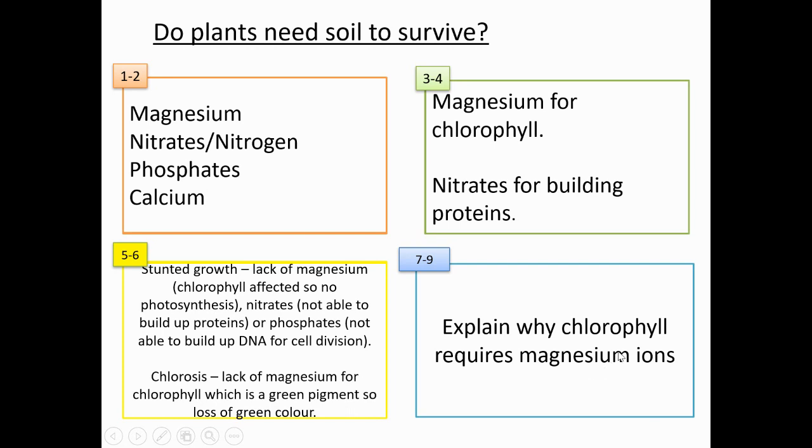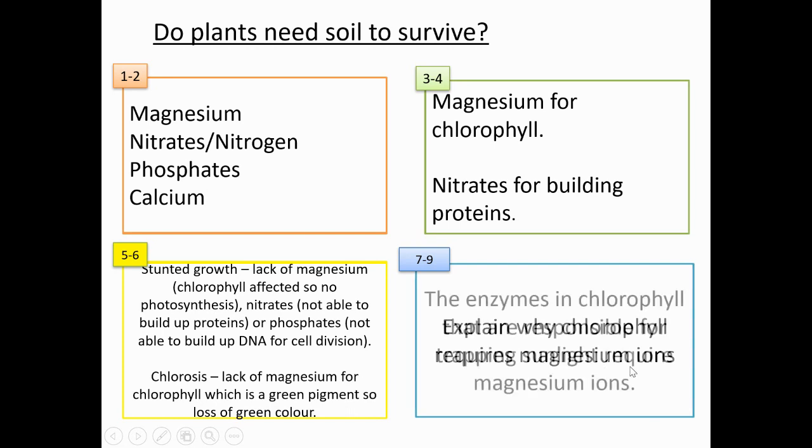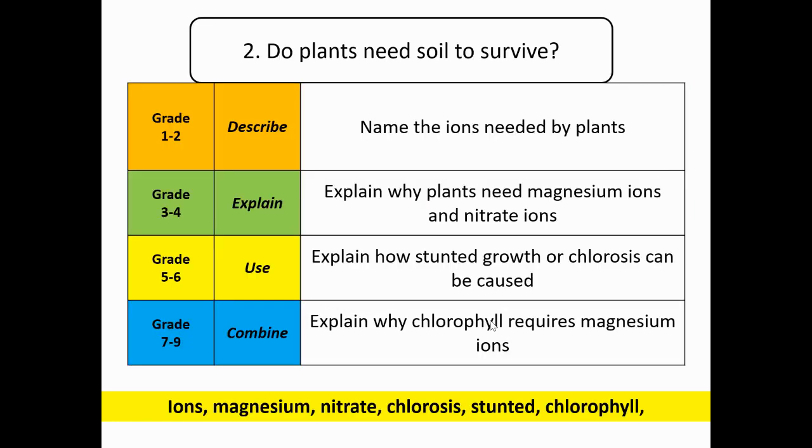And then finally, can you explain why chlorophyll requires magnesium ions? Well, the enzymes in chlorophyll that are responsible for trapping sunlight require magnesium ions. Well done if you've gone into any more detail into either photosynthesis or, I suppose, enzymes, and the fact that it needs these biological catalysts to keep going. Fantastic work, Year 10.